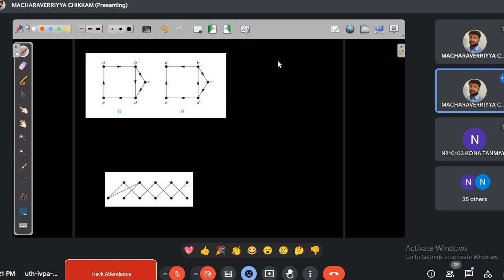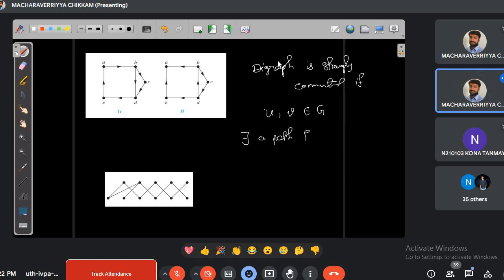Now let me define, when do we say a directed graph is strongly connected? We say that a digraph is strongly connected if there is a path between any two vertices. Okay, in both ways, not only in one way. For example, you take some arbitrary points, let's say U and V are two vertices of the graph. There must exist a path from U to V and V to U also. So then we say that the graph is strongly connected.